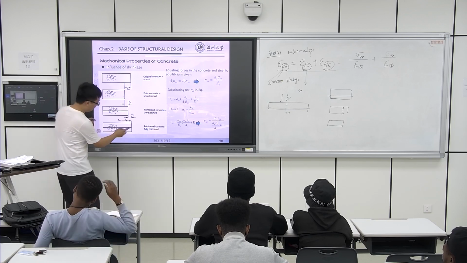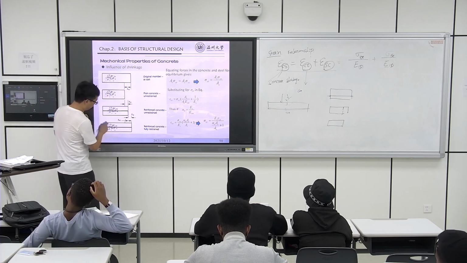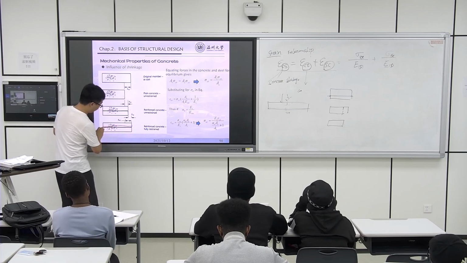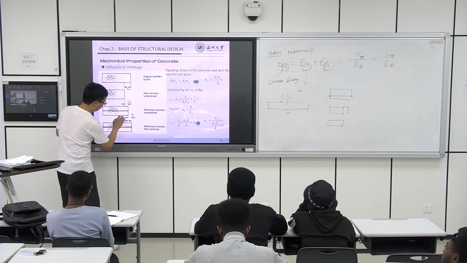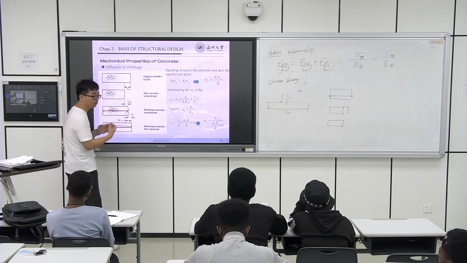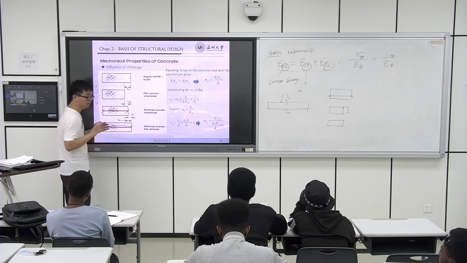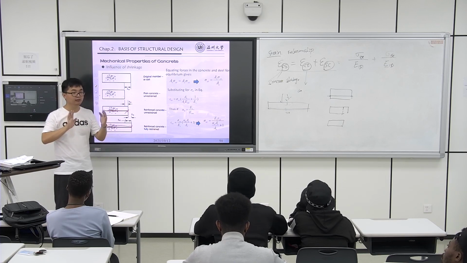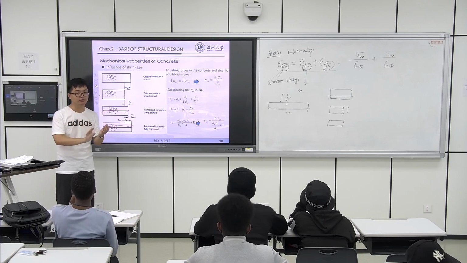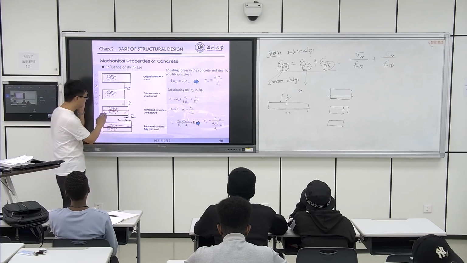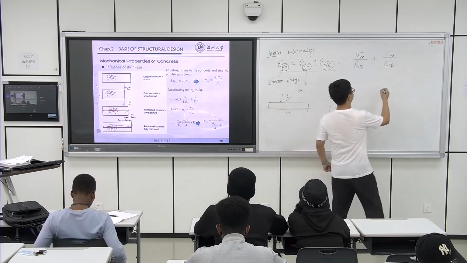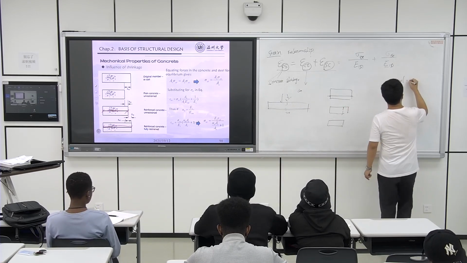Because its original length is from here to here, but because of the force, it goes back. It deforms. So how do we make a material's length smaller? We give compression to the material. So here, the steel bar is under compression.